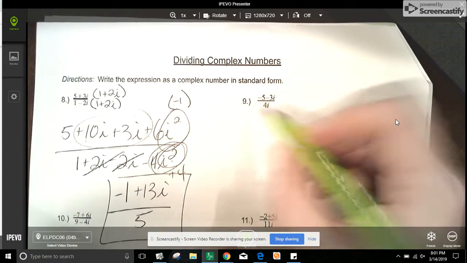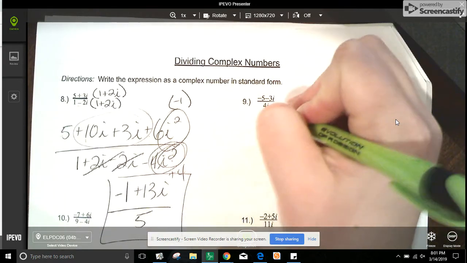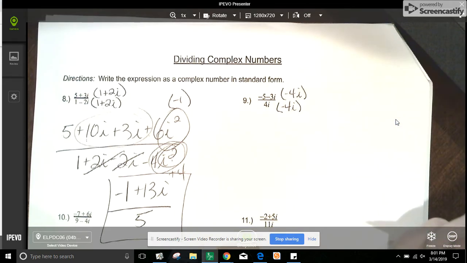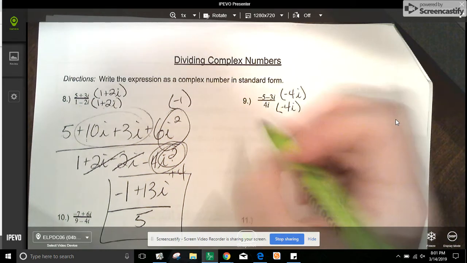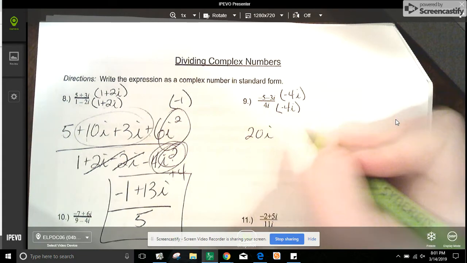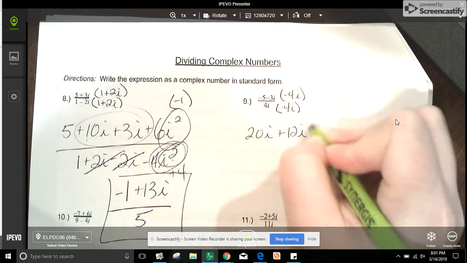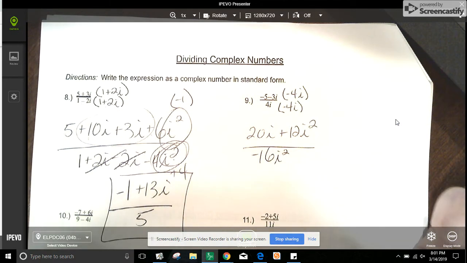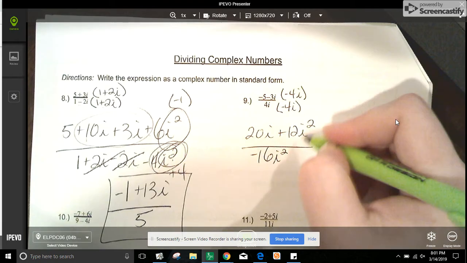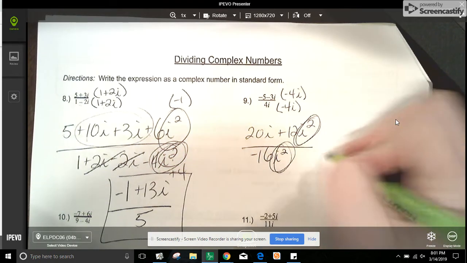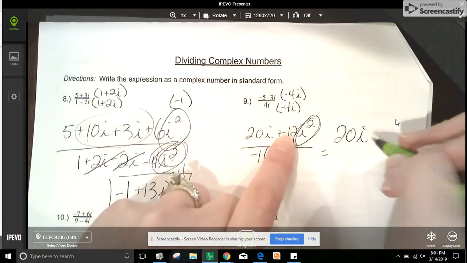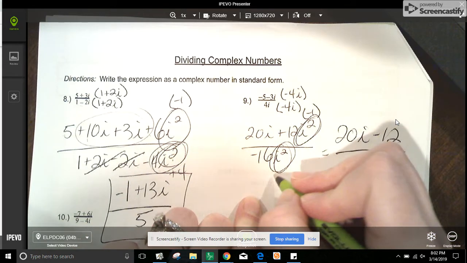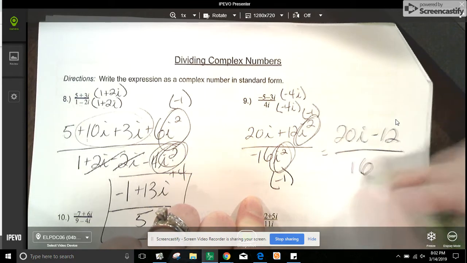Same thing for number 9. I want to get rid of this positive 4i, so I multiply by negative 4i. Whatever you do to the top, you have to do to the bottom. So when I multiply by negative 4i, I get 20i plus 12i squared in the top. And then in the bottom, I get negative 16i squared. And then anywhere you see an i squared is like a negative 1. So the top really is 12 times negative 1, which is negative 12. And then the bottom is really negative 16 times negative 1, which is positive 16.